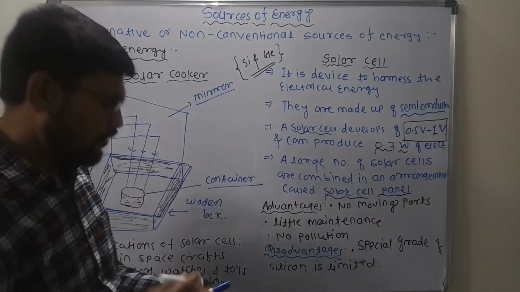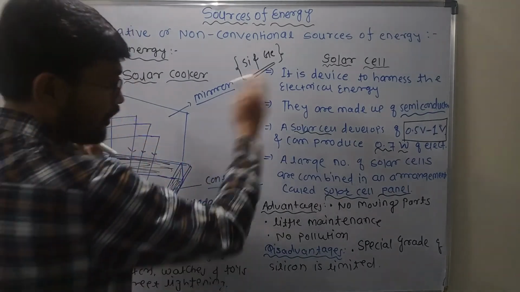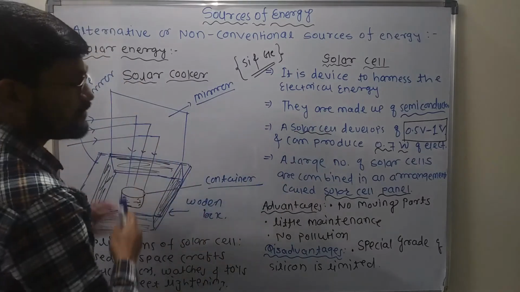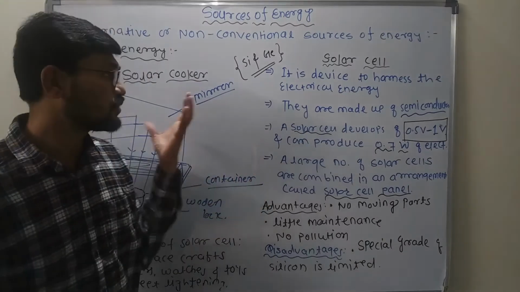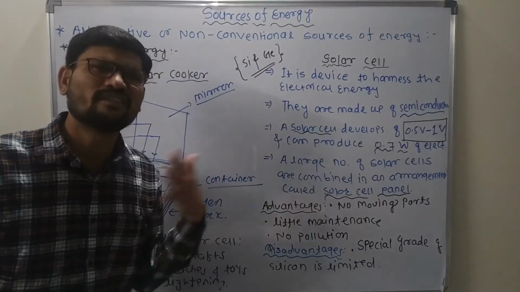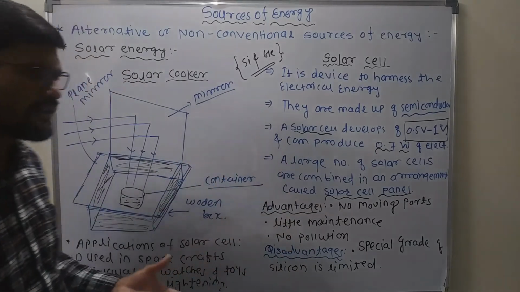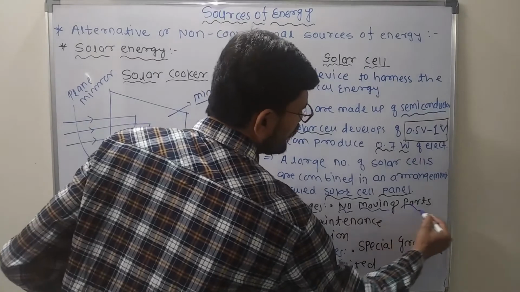Now see, obviously as I discussed in all these cases, the solar cooker also has some advantages as well as disadvantages. Similarly, the solar cell also has some advantages as well as disadvantages. What are the advantages? That there is no moving part. No moving part at all.